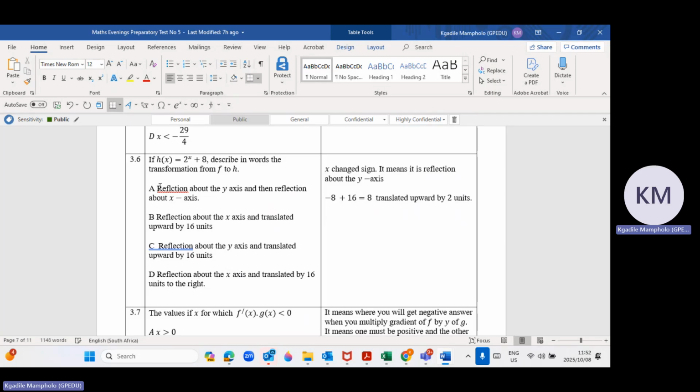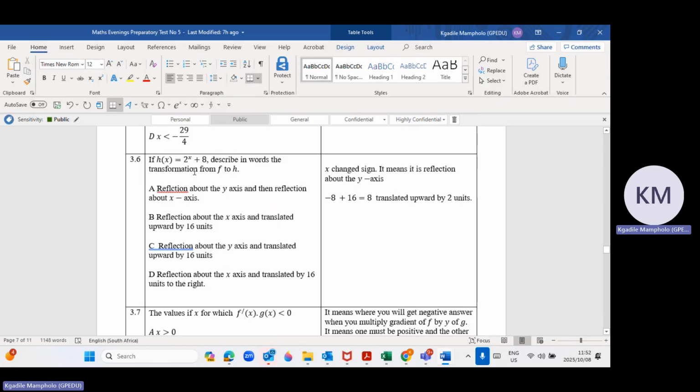If h of x is equal to 2 to the power negative x plus 8, describe in words the transformation from f to h. Since x changed sign, it was negative x and is now positive x, it means it's a reflection about the y-axis. But if the sign changed here, we'd say reflection on the x-axis, because you multiplied the whole function by a negative. Because the base didn't change sign, it means only this part changed.